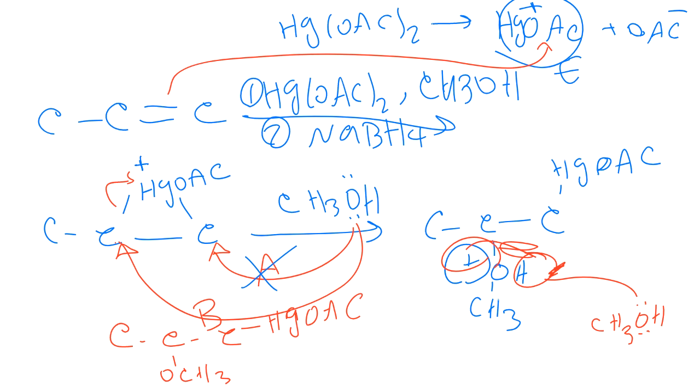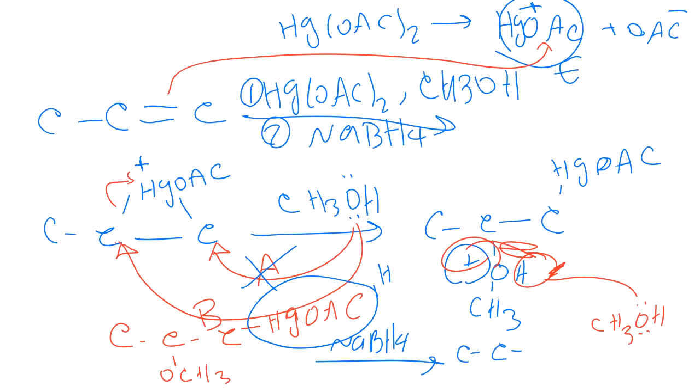What happens on the second step? On the second step, you are going to bring in sodium borohydride, NaBH4. What the sodium borohydride is going to do is reduce this molecule. What is the net result of reduction? Replacing this group with H. So you will end up with H added to carbon 1 and OCH3 added to carbon 2. This is your final product.